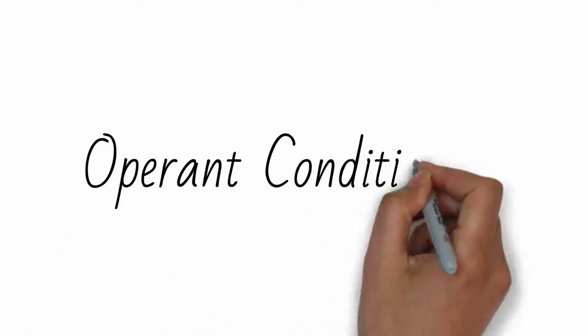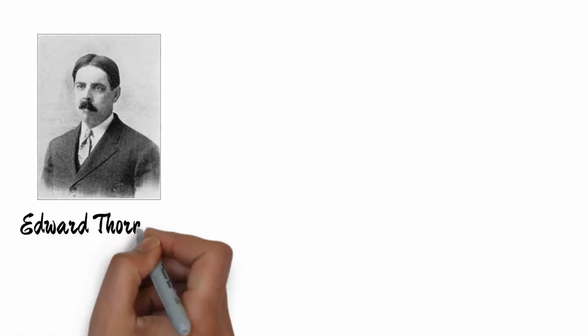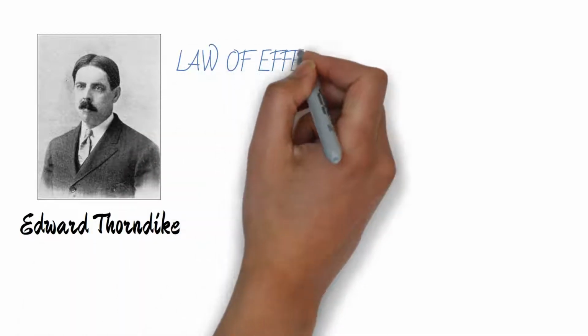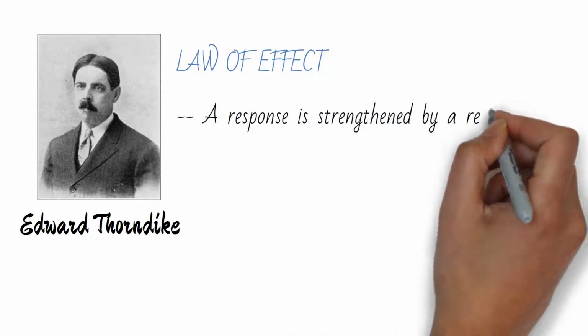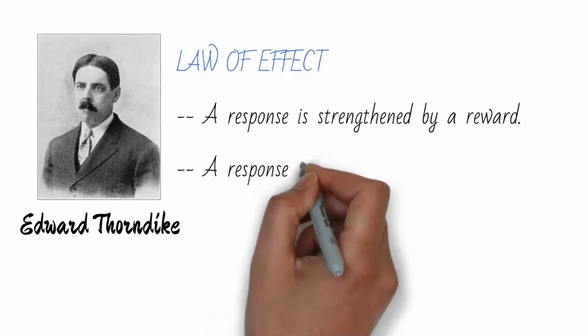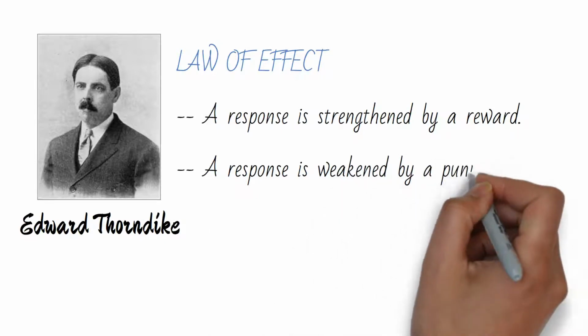Operant conditioning, a behavioral learning theory, was first put forth by two prominent psychologists, the first of which was Edward Thorndike, who designed the law of effect. The law states, a response is strengthened by a reward, a response is weakened by a punishment.